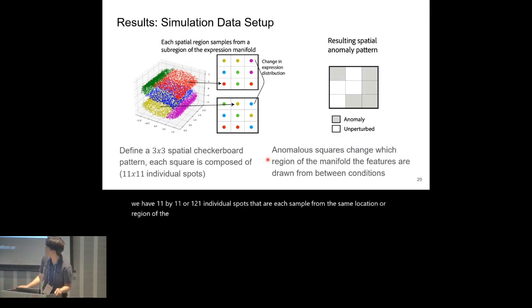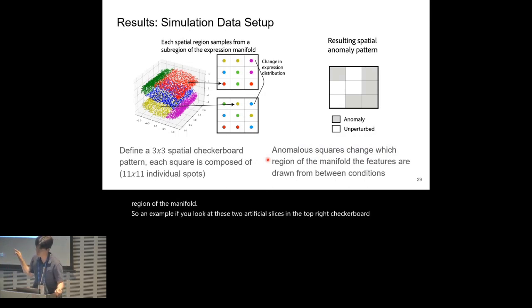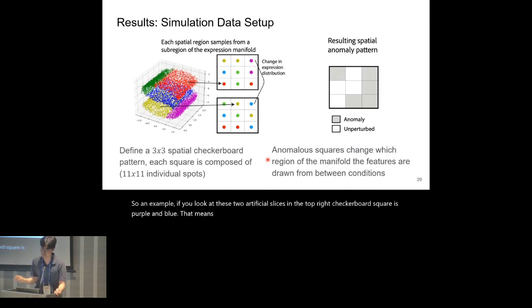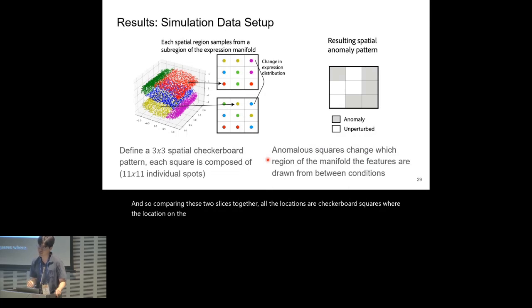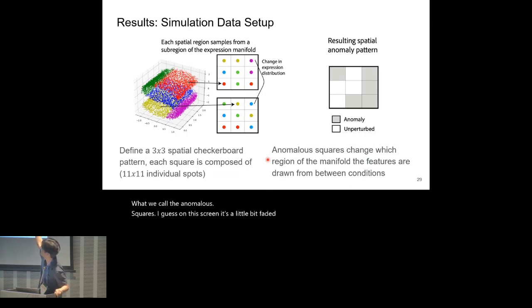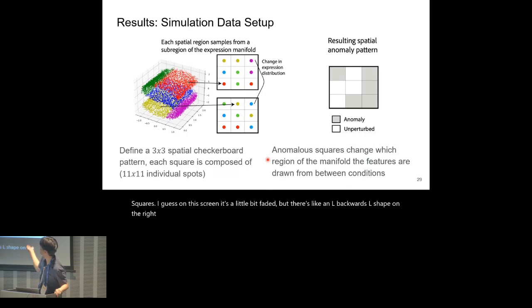So in this example, if you look at these two artificial slices, the top right checkerboard square is purple and blue. That means that for the first slice, we've sampled all of those spots from the purple region on the manifold, and on the bottom slice, we sampled all those points from the blue region on the manifold. Comparing these two slices together, all the checkerboard squares where the location on the manifold has changed are what we call the anomalous squares. On this screen it's a little bit faded, but there's a backwards L shape on the right side, which are the anomalous squares.